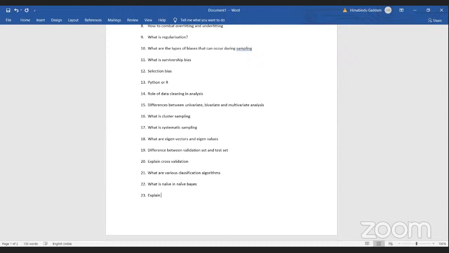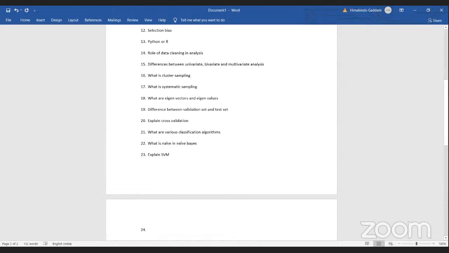Explain SVM. SVM stands for support vector machine. It is a supervised machine learning algorithm which can be used for both regression as well as classification. If you have n features in your training dataset, SVM tries to plot it in n-dimensional space with the value of each feature being the value of a particular coordinate. SVM uses hyperplanes to separate out different classes based on the provided kernel function.